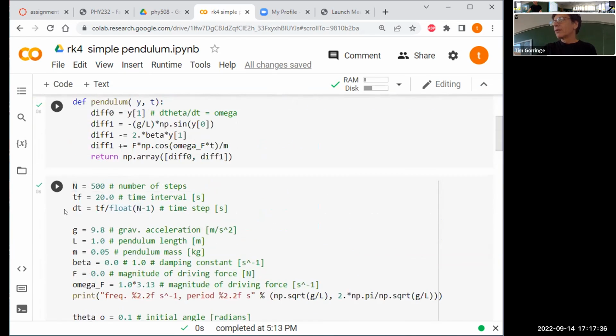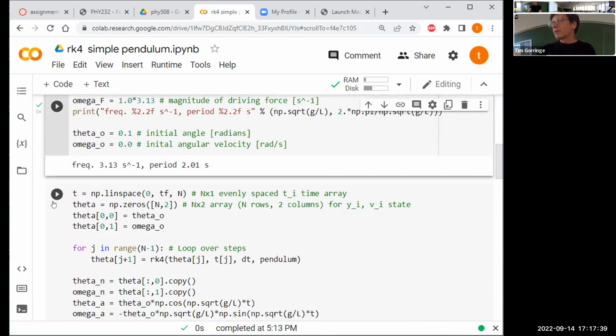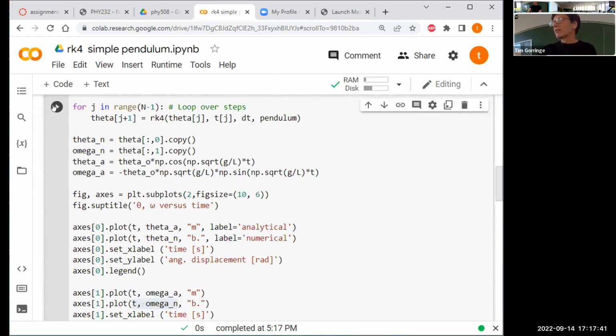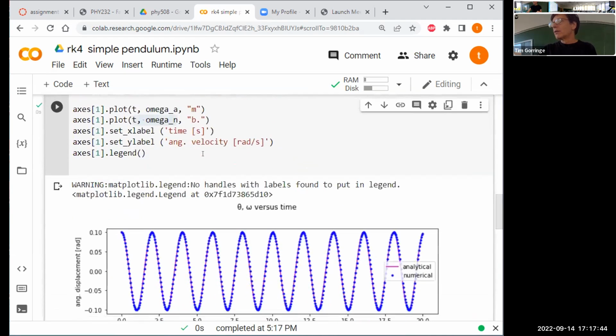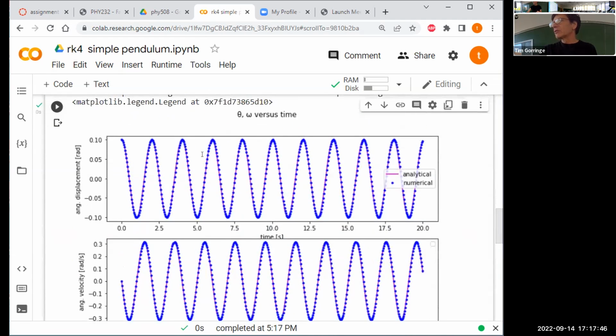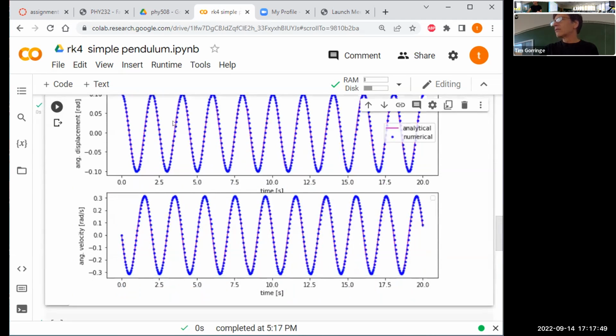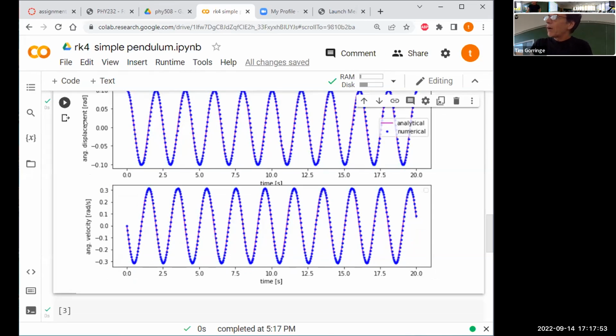Let's see, what am I doing? I think I already did that. I'll do it again. Let's run this cell. And so here's our results. So the top graph is angular displacement vertically versus time horizontally for that 20 seconds. The bottom graph is angular velocity vertically versus time horizontally for the 20 seconds.